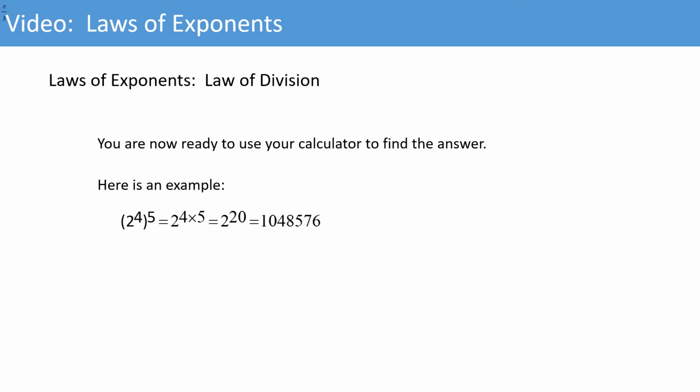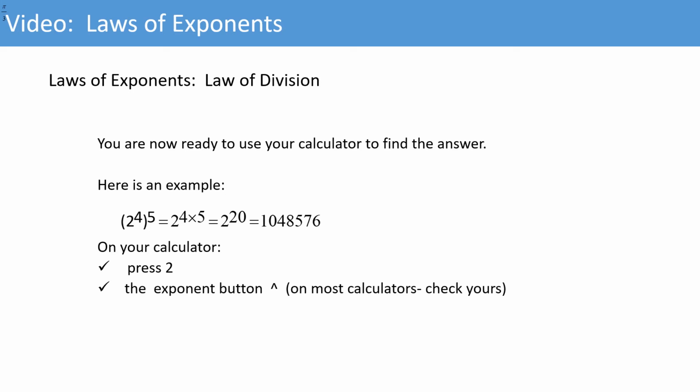Now use your calculator. 2 to the exponent 4 to the exponent 5 is 2 to the exponent 4 times 5, 2 to the exponent 20, which is 1048576. On your calculator, let's verify if I'm right. Press 2, the exponent button, press 20, press enter. Oh, we get the same answer. Well done.